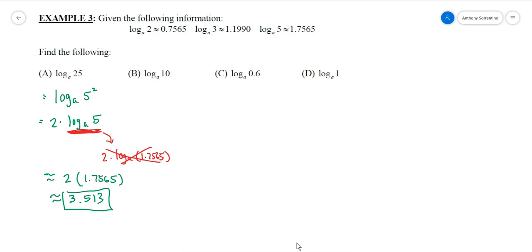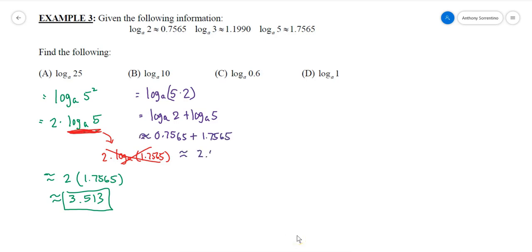With the log base a of 10, well, again, I don't have that listed up here, but I can rewrite this as the log base a of 5 times 2, because 5 times 2 is 10. So I'm going to have the log base a of 2 plus the log base a of 5, because a product becomes an addition of logarithms. And that's going to be 0.7565 plus 1.7565, which is 2.513.